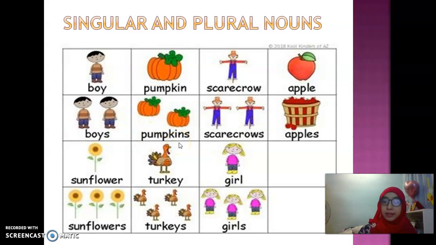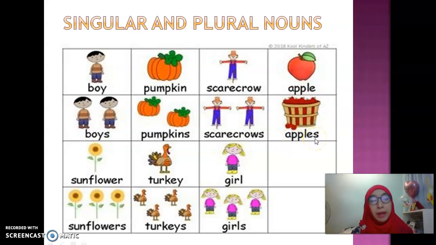Okay, let's look at another example. So here, we have an apple, one apple, A-P-P-L-E, apple, and we have a lot of apples. You can't really count it very well because the picture is a bit blurry, but you can see that there's a lot. Apples. A lot of apples.